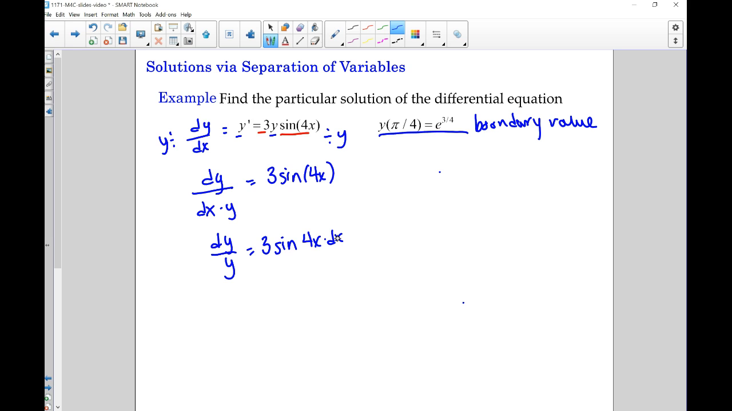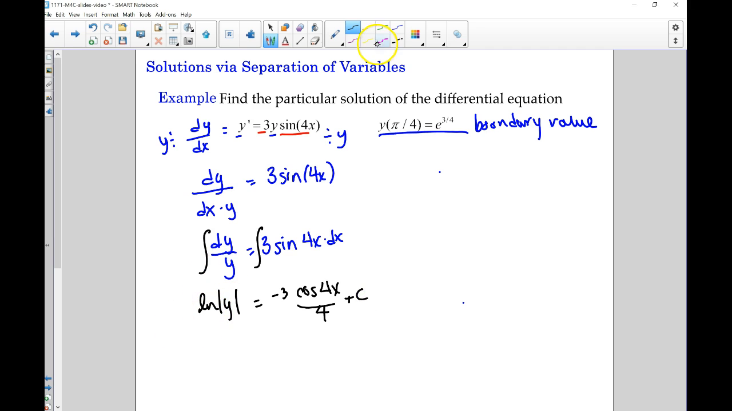And going ahead and finding the antiderivative of each part, this is natural log of the absolute value of y is equal to, so this is going to be negative 3 cosine of 4x all over 4 plus c.